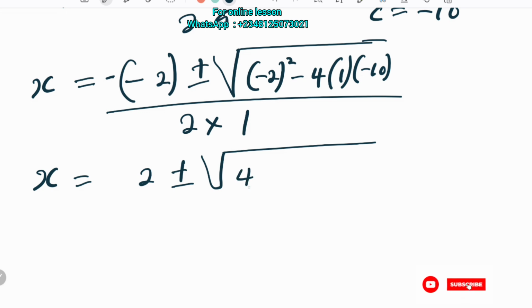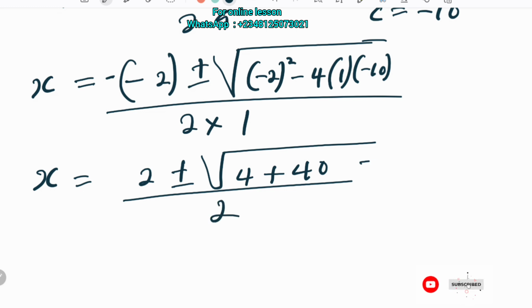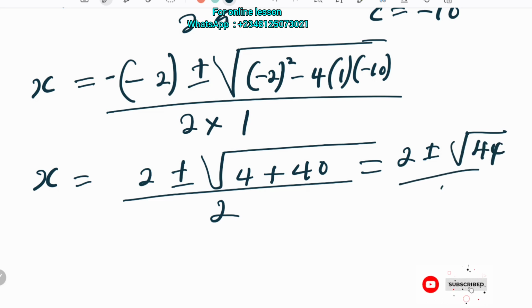Negative 2 squared is 4. Then minus this minus, this minus becomes plus. That will now give us plus 40, now all over 2. So this will now give us 2 plus or minus the root of 44, then all over 2. Now let us get the value.